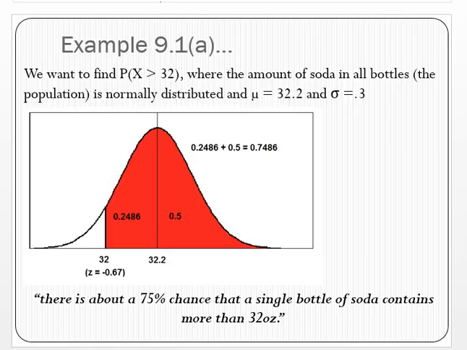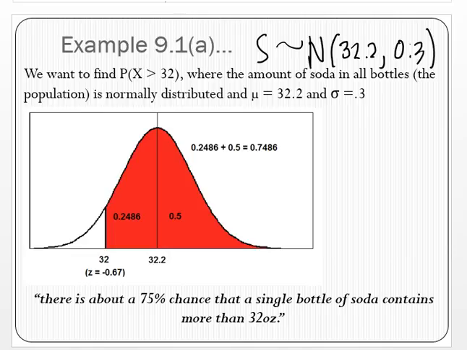What if I select a single bottle from that population? Remember, the population is normal. The amount of soda in a 32-ounce bottle is normally distributed with a mean of 32.2 and a standard deviation of 0.3. Now in your book that might say something like this, that the amount of soda, I'll call that S, is normally distributed with a mean of 32.2, standard deviation of 0.3. That's what you see in your book.